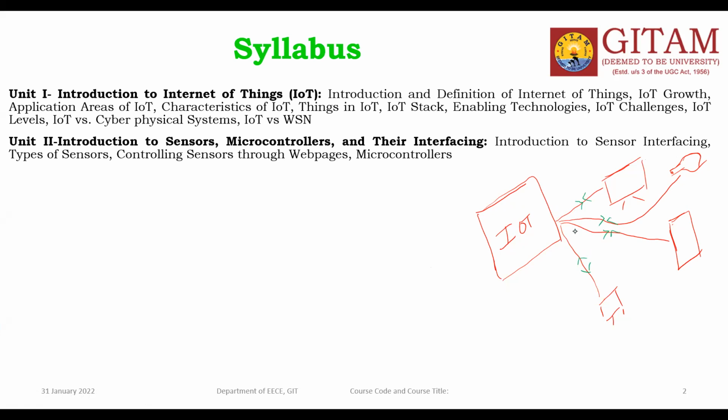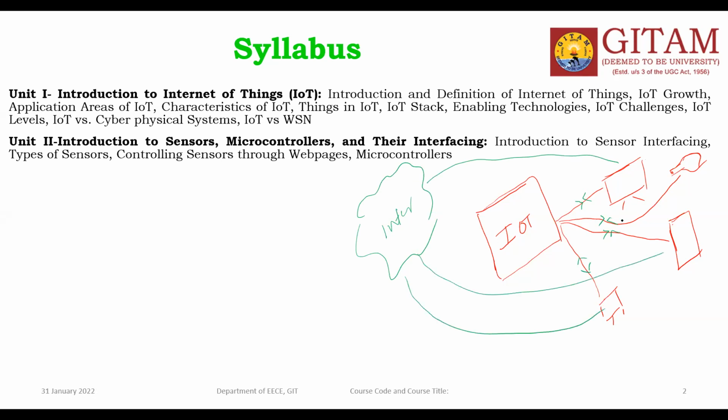What are the important things in the IoT network? Of course, internet is there. This is my internet. Each and every device should be having internet, maybe wireless or wired. So in the IoT, this is the IoT network. If you see this picture, this is the IoT device or IoT board.